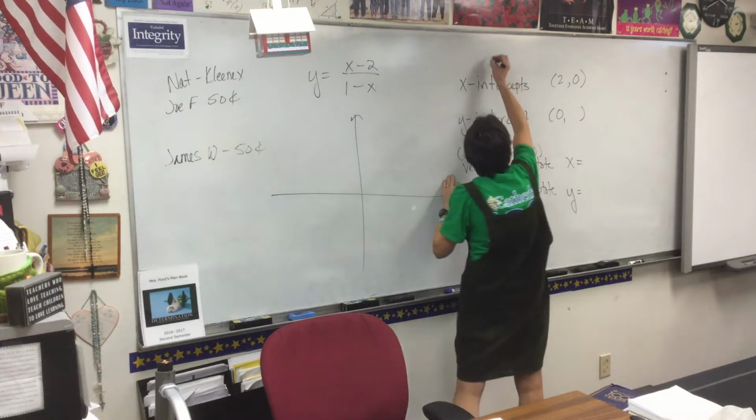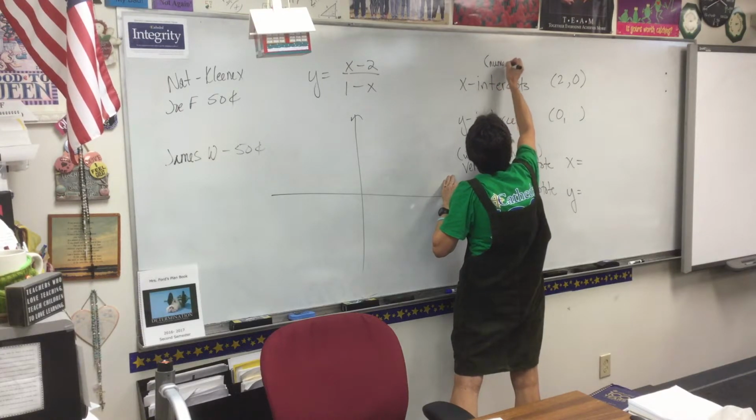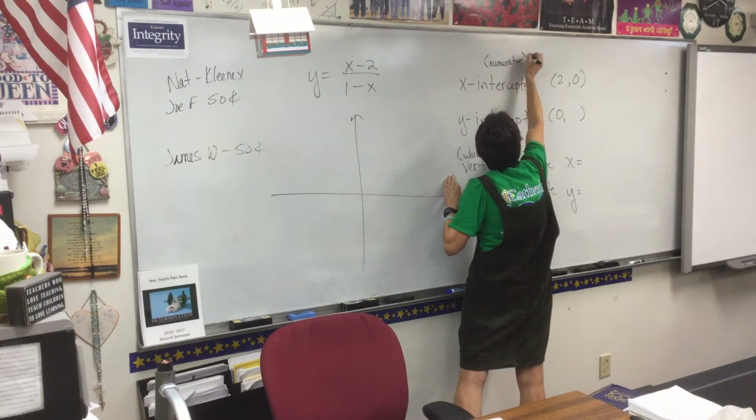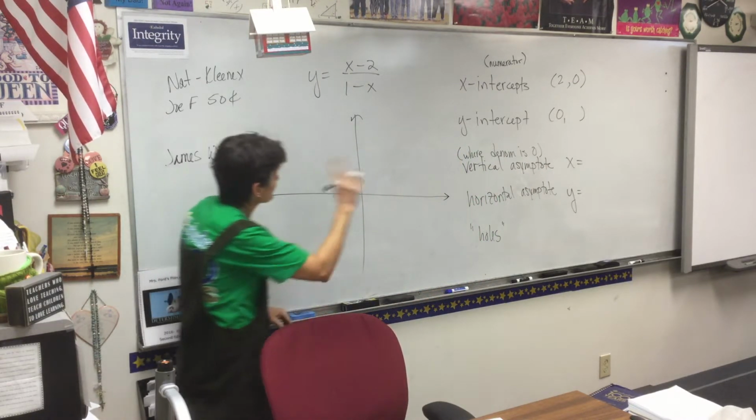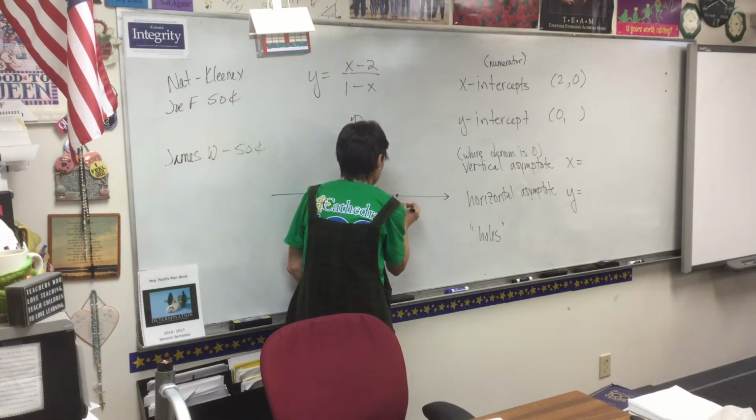X-intercepts come from your numerator. Zion's exactly right. Okay, so I'll plot that. 2 comma 0. Right there it is.